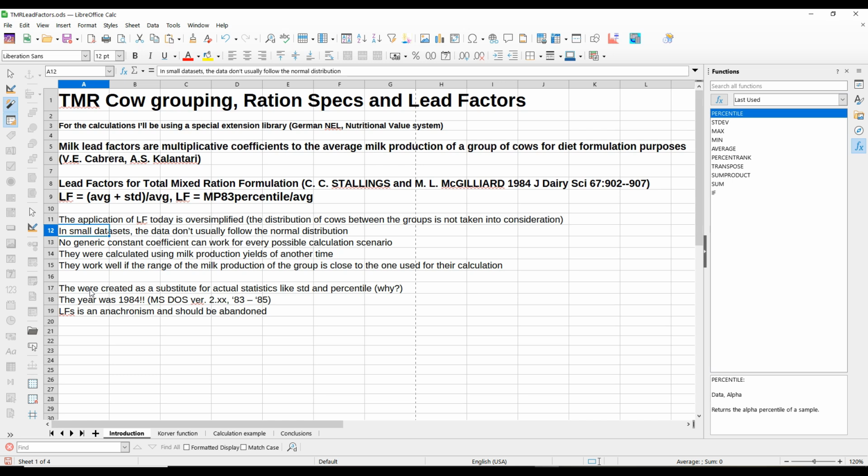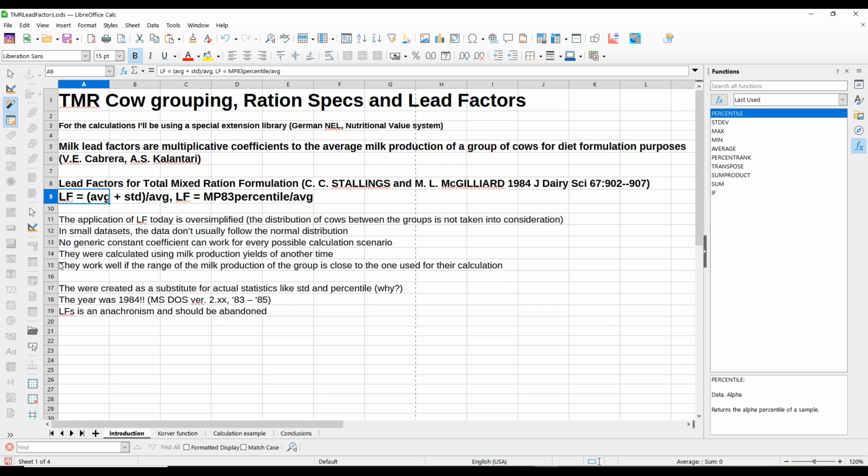In small datasets, the data don't usually follow the normal distribution, and those two scientists used tens of thousands of milk recordings to calculate the lead factors, not just the data of a single enterprise. It's common sense to understand that there is no generic constant coefficient that can work for every possible calculation scenario. What does this mean? It means that there is no magical constant number we multiply the average value of a dataset with and take back as a result the sum of the average value of that dataset plus one standard deviation.